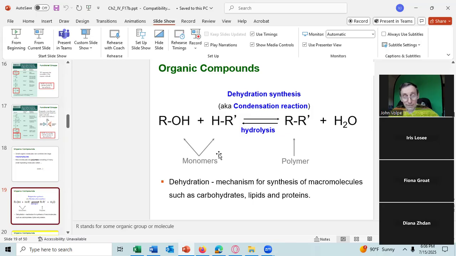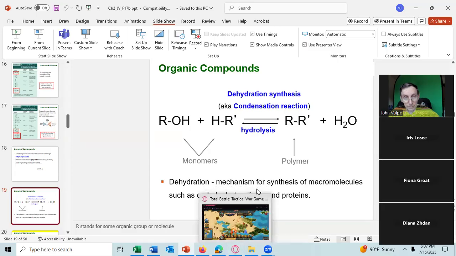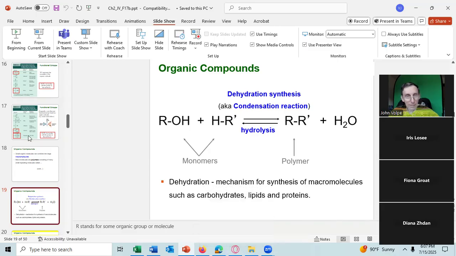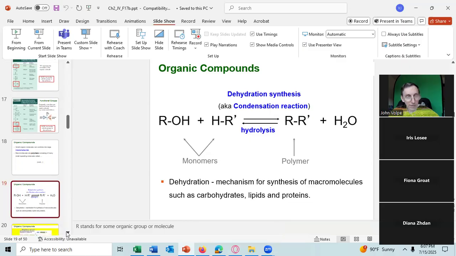So in our cells, we use dehydration synthesis to make larger molecules, and then we use hydrolysis to split the larger molecules to make the smaller molecules. Any question about any of that?